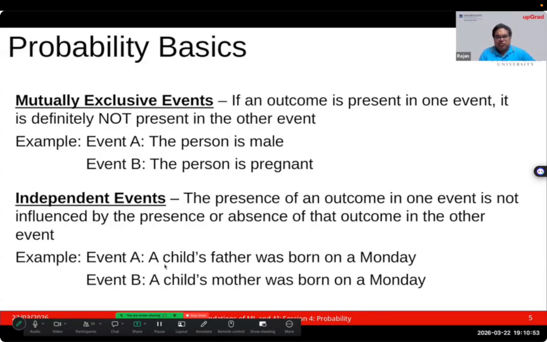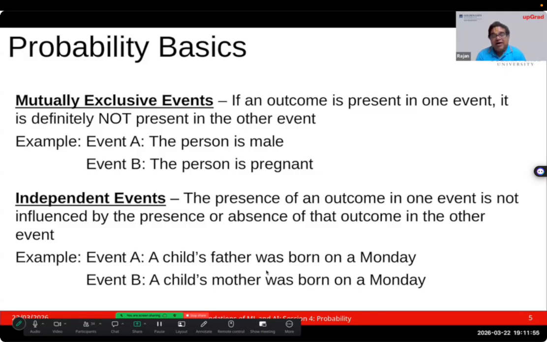You are looking at a set of children in a school. So you are looking at the set of children whose father was born on a Monday. Okay. Event B is the set of children whose mother was born on a Monday. Okay. So some children can be present in both A and B. But whether they are present in A does not tell us anything about whether they are present in B, and vice versa. That is, whether a child's father was born on Monday or not does not tell anything about whether the child's mother was born on a Monday or not. Okay, so these are truly independent events.